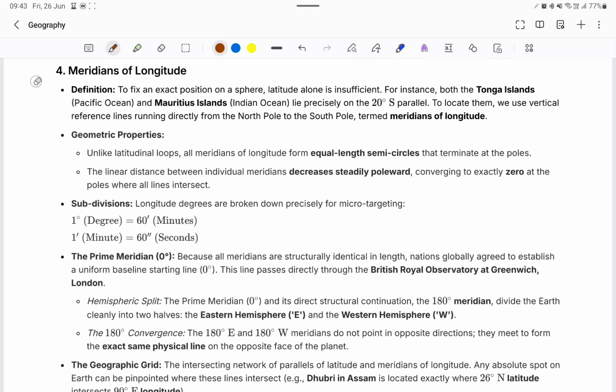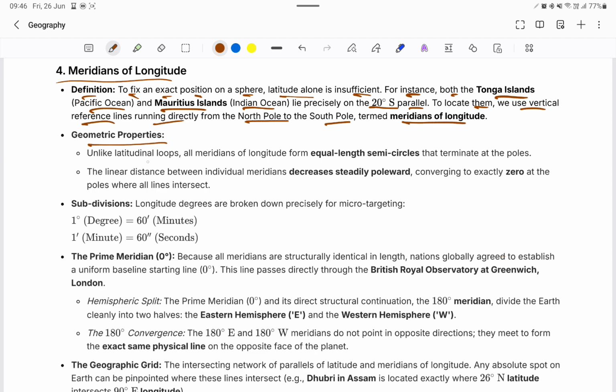Next, we have meridians of longitude, and first the definition. To fix an exact position on a sphere, latitude alone is insufficient because it only gives north and south. What about east or west? For instance, both Tonga Island in the Pacific Ocean and Mauritius Island in the Indian Ocean are precisely at 20 degrees south. So both are on 20 degrees south, and they are on the same parallel. To locate them we use vertical reference lines running directly from the North Pole to the South Pole, termed meridians of longitude.